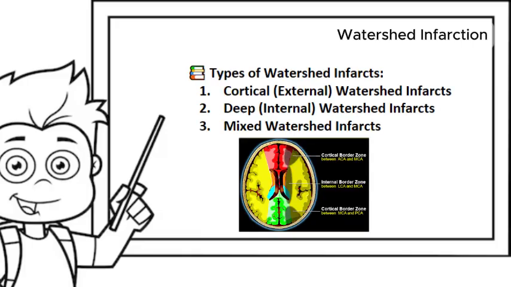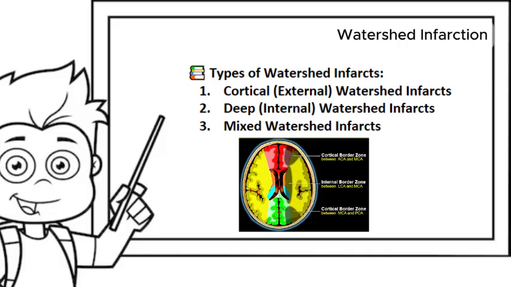We have three types of watershed infarcts, and they include one, the cortical watershed infarct, also known as the external watershed infarct, two, the deep watershed infarct, also known as the internal watershed infarct, and three, the mixed watershed infarct. Let us talk a bit about this.